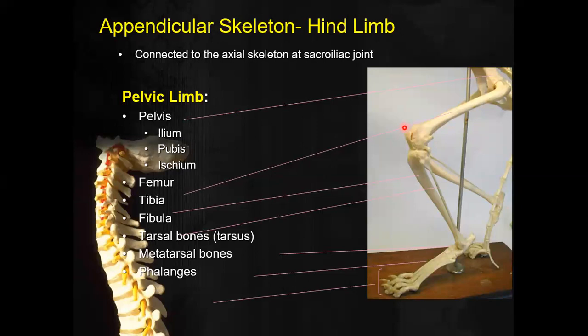The bones of the hind limb include the pelvis, which is in fact three bones fused together: the ilium, the ischium, and the pubis. We have the femur, the tibia, fibula, the tarsus, the metatarsus, and the rear phalanges.